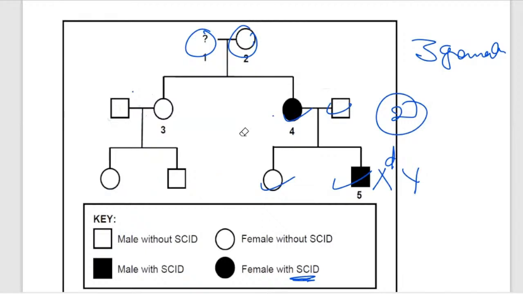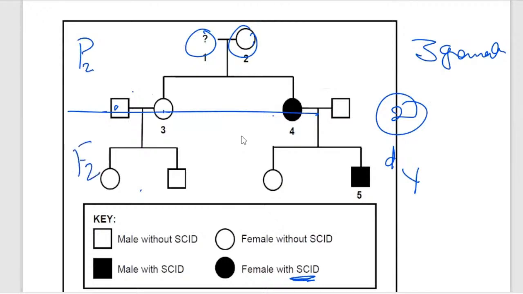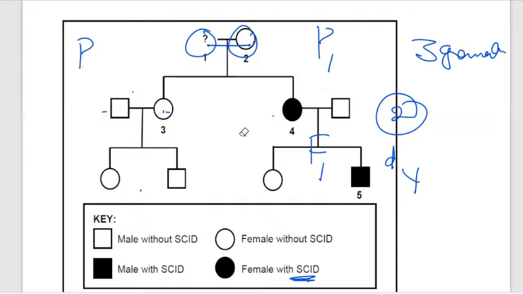If they say that this cross with this produce these kids, do a genetic cross. Because we are in the second generation, it's going to be P2, F2. Is it clear? If they say this, it's going to be P1, F1. I think I'm clear there. So I will talk about the crosses.